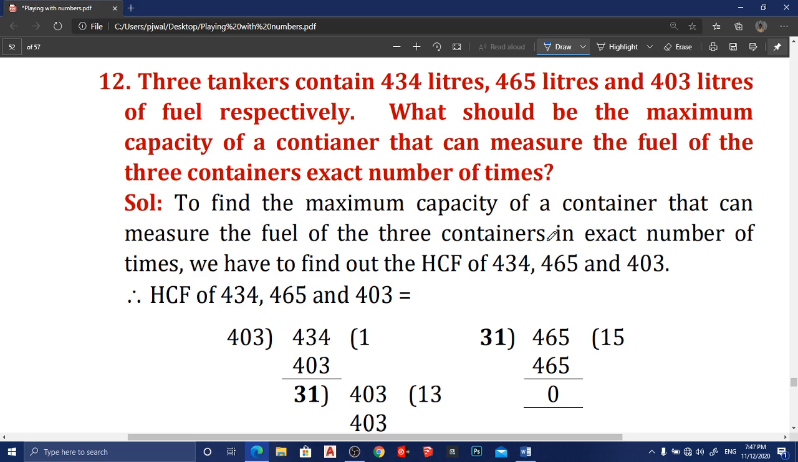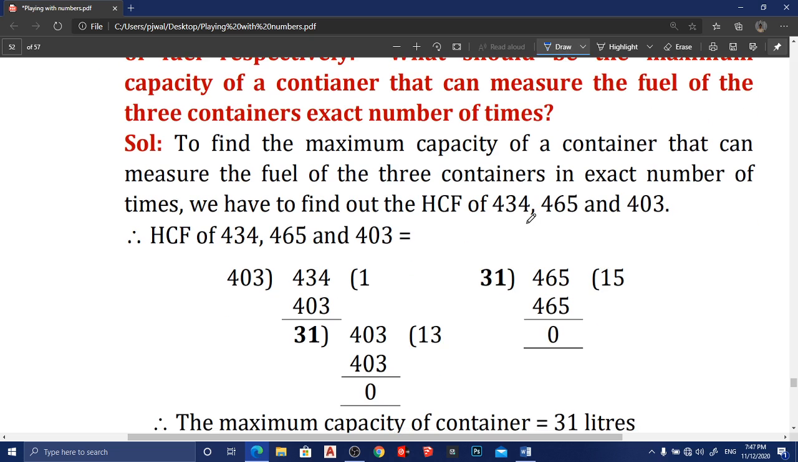So what should be the maximum capacity of a container that can measure the fuel of the 3 containers an exact number of times? You have to find out the highest common factor of these numbers, that divides all the numbers exactly. Maximum capacity means that it can divide all the numbers exactly in the minimum number of times.